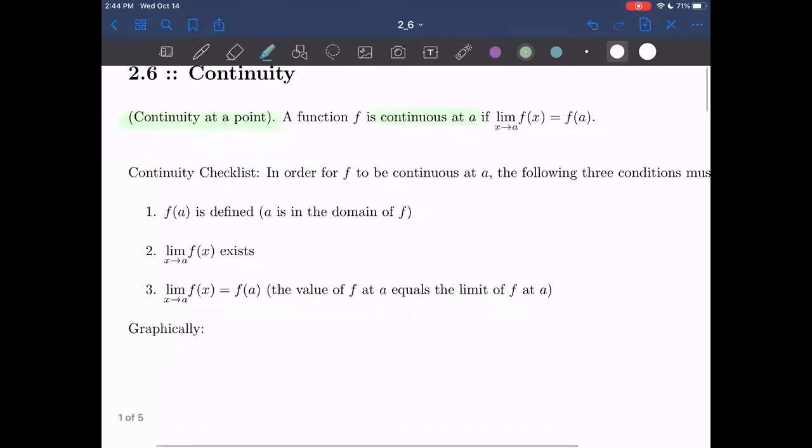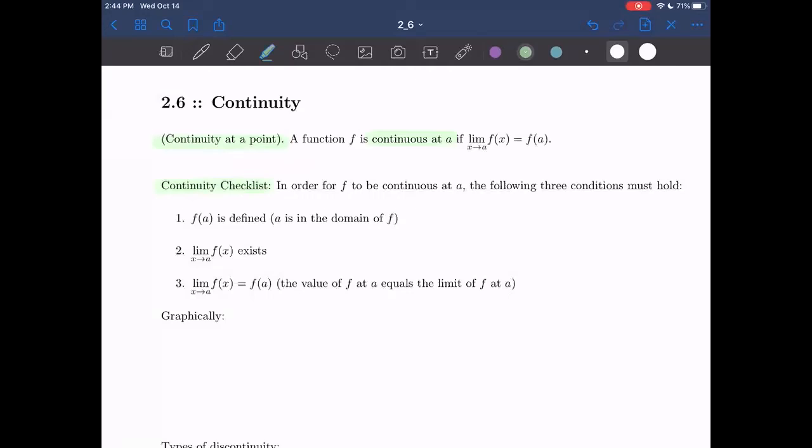Okay, so we've got this continuity checklist. In order for f to be continuous at a, the following three conditions must hold, and all three have to hold. The function has to be defined at that point. The limit at that point has to exist. And the limit at that point and the function at that point have to equal each other.